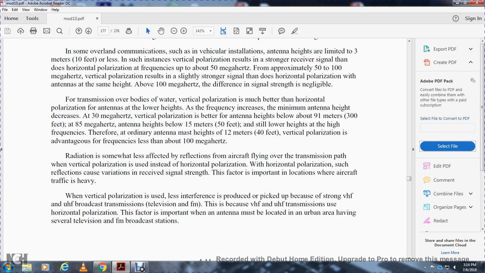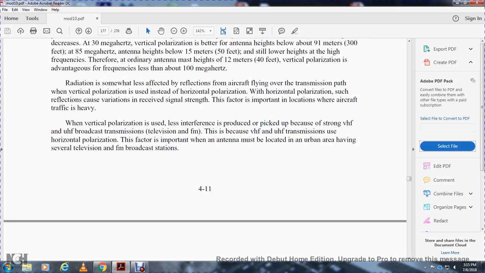Vertical polarization disadvantage. For frequencies less than about 100 megahertz, radiation is somewhat less affected by reflection from aircraft flying over the transmission path with vertical polarization. Horizontal polarization shows reflection that causes variation in the received signal strength, which is an important factor in locations where aircraft traffic is heavy. Vertical polarization is used where interference would produce a stronger pickup. For VHF and UHF broadcast transmission, television or FM, horizontal polarization is important when the antenna must be located in an urban area having several television or FM broadcast stations.